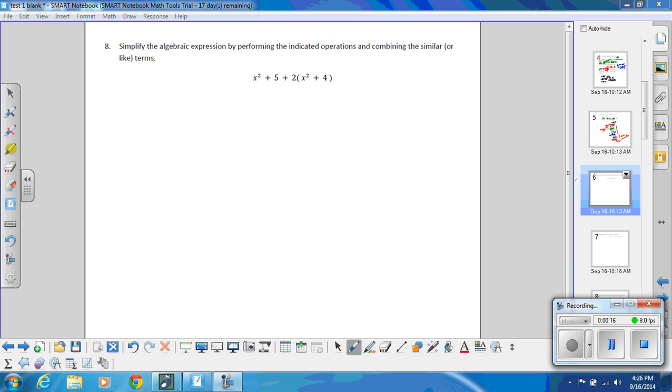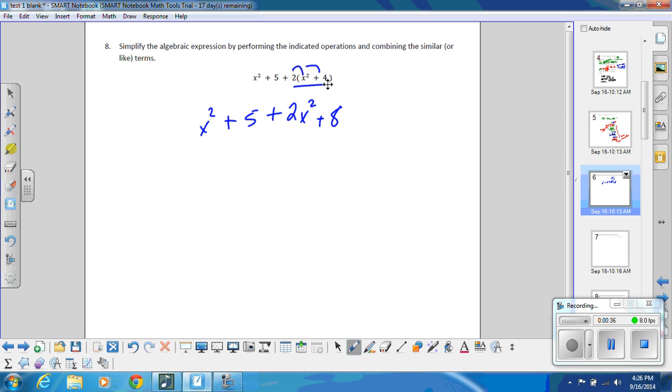Well, I can't combine anything inside that parentheses, so my next step is to distribute that into the parentheses. So I end up with 2x squared plus 8. And I copy everything else. Okay, you don't want to add that 5 and that 2 from the get-go. Be careful about doing those kind of things, because that's not right.